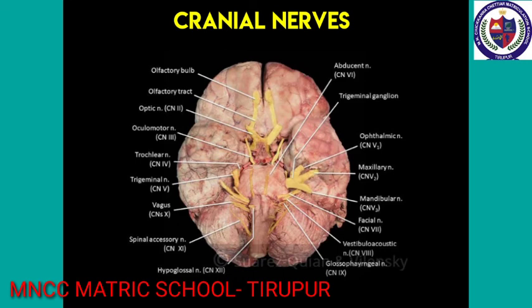Some of the cranial nerves are sensory. Example, optic nerve, which innervates the eye. Some are motor nerves, which help in rotation of the eyeball. It also innervates the eye muscles, muscles of the iris and tear gland.